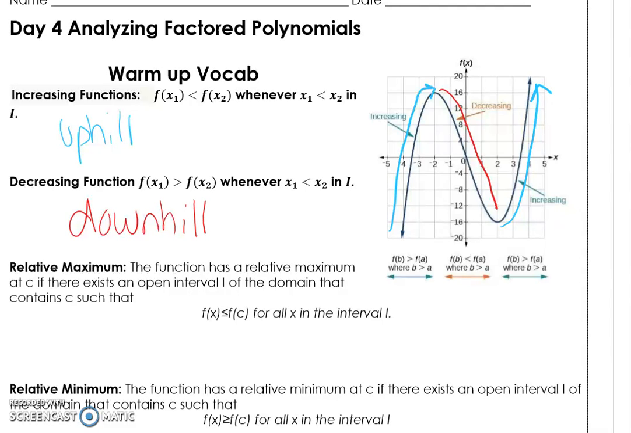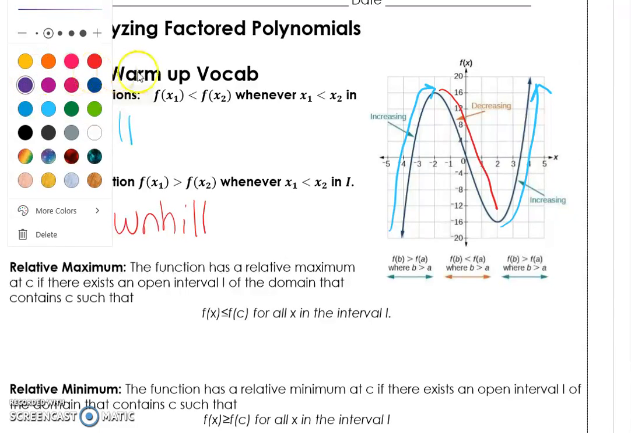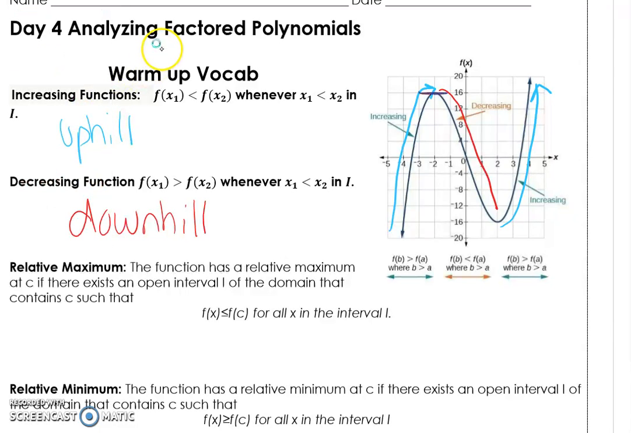A relative maximum is, if you think about the word max, it's like a top value. So in this case, our relative maximum is like a peak in our graph. So that's our relative max. This is our relative min, or minimum. That is a lowest point of that graph.